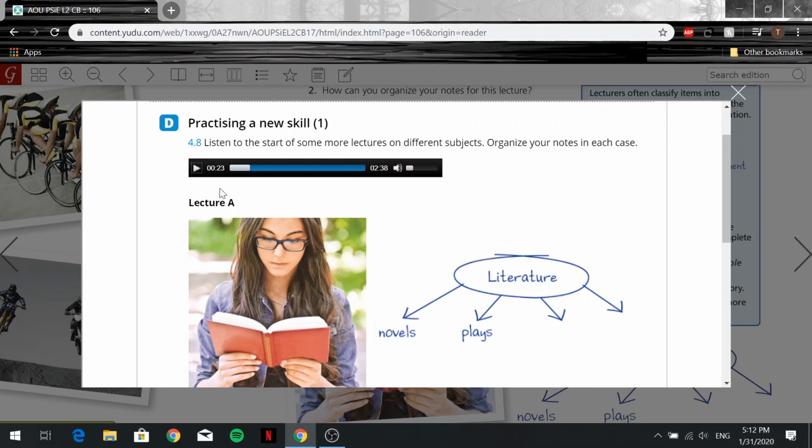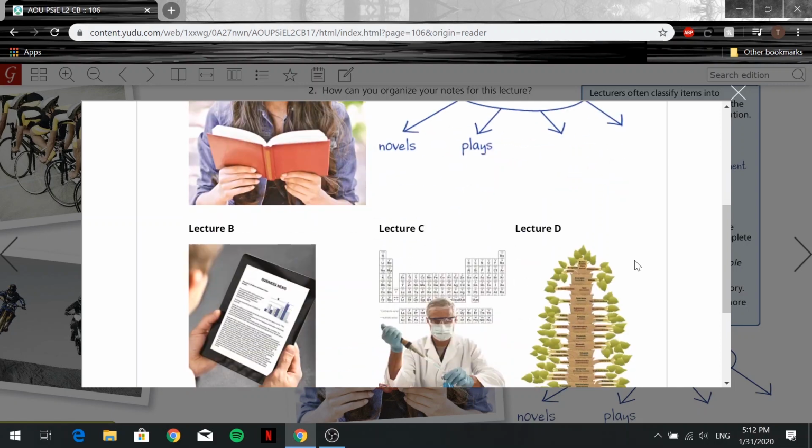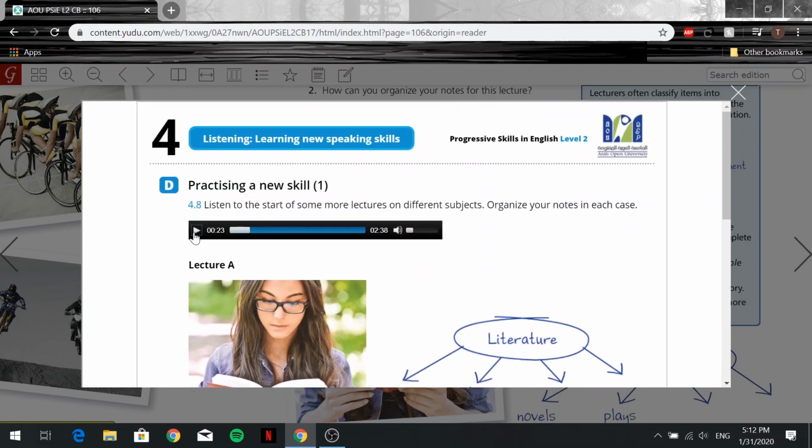Okay, before we move on. He talked about literature, and it's divided into 4 different categories, right? So we have novels, plays, poetry, and biography, or as he said, autobiography. Okay? Move on to lecture B now.